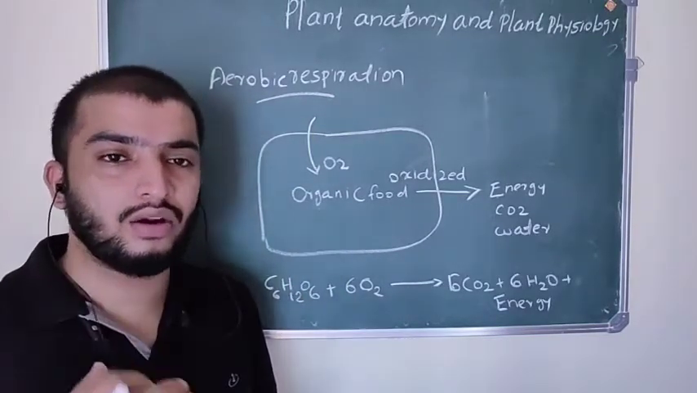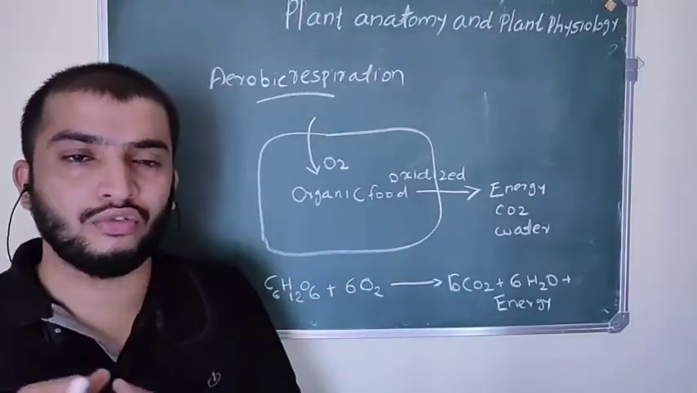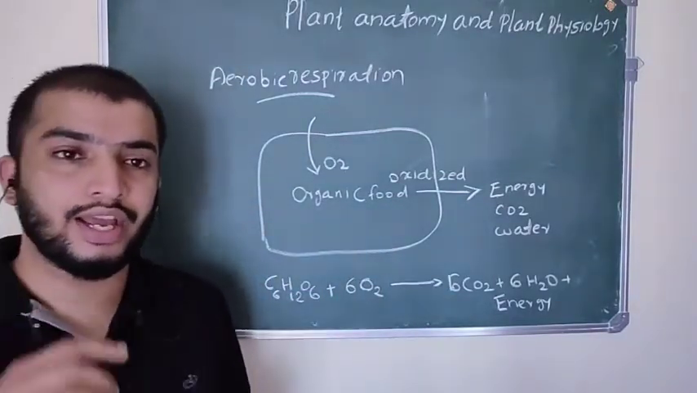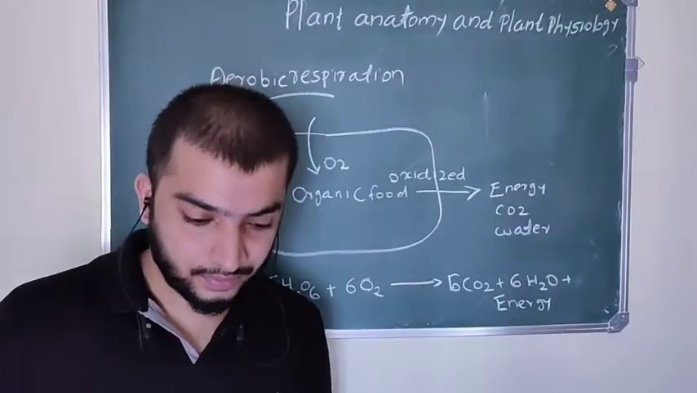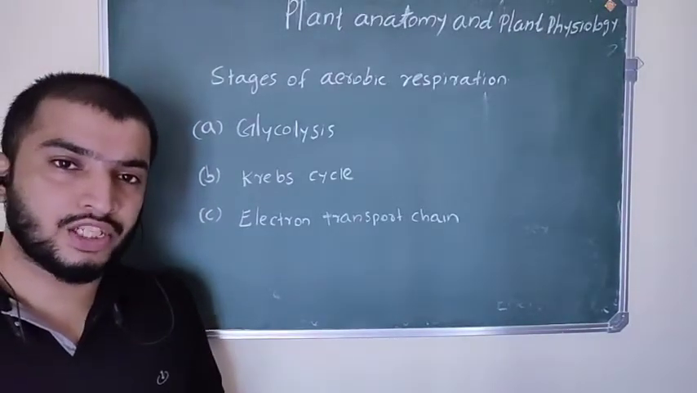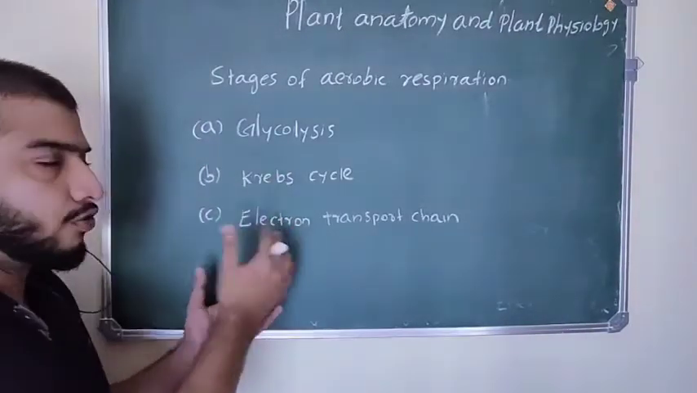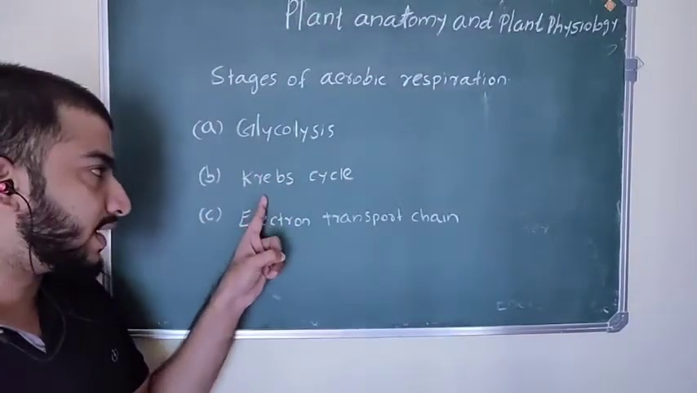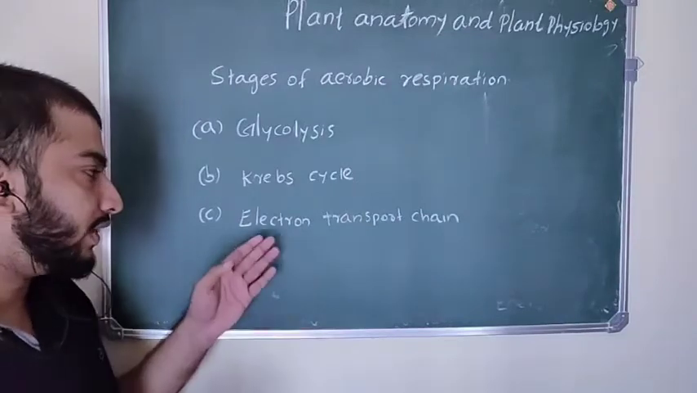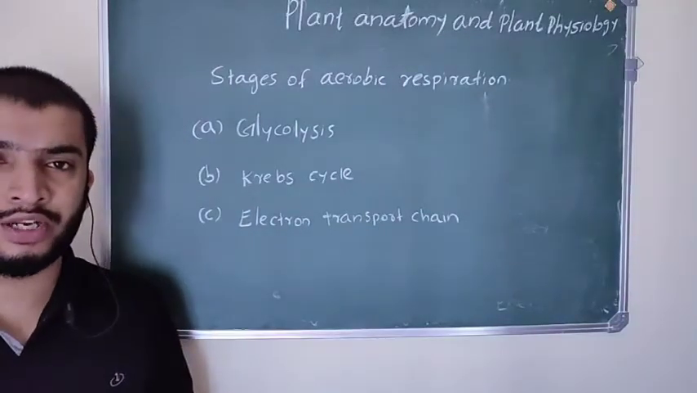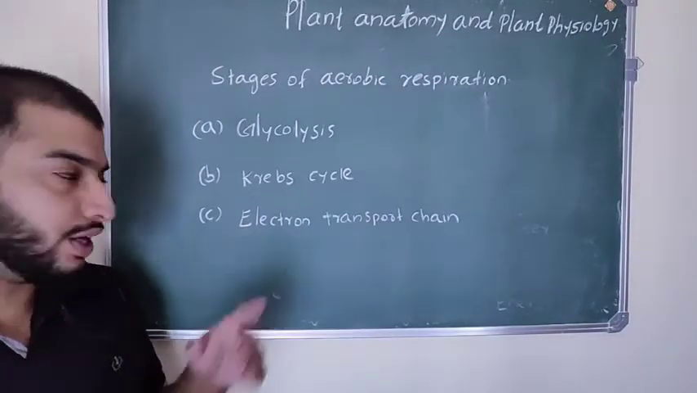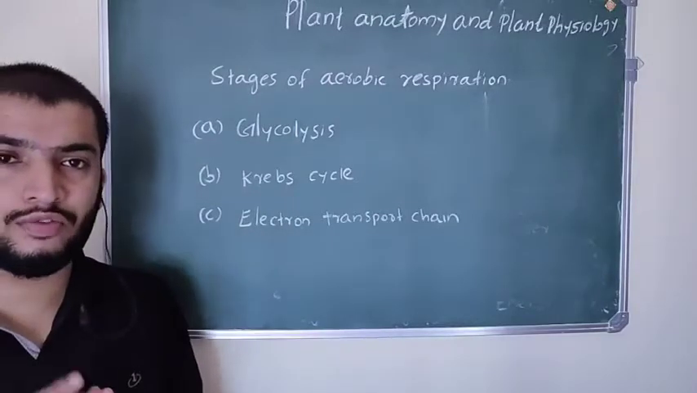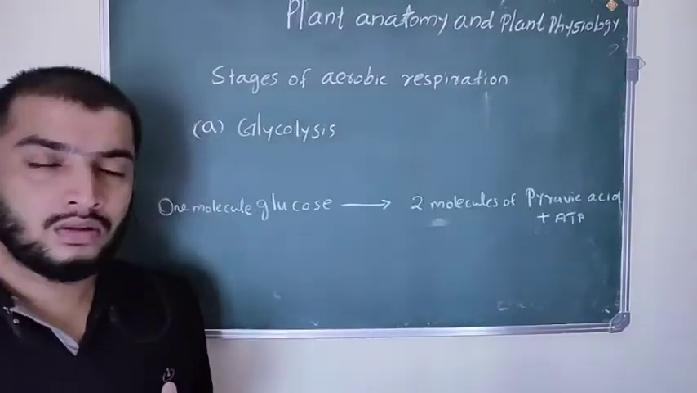Then next we are going to study the stages of cellular respiration or aerobic respiration. These are the stages of aerobic respiration. The first stage is glycolysis, the second one is the Krebs cycle, and the third one is the electron transport chain. We will discuss each stage in detail. So first of all, glycolysis.